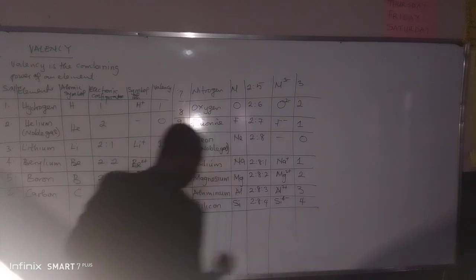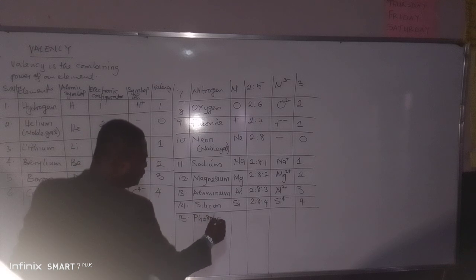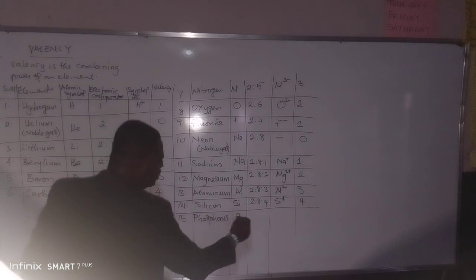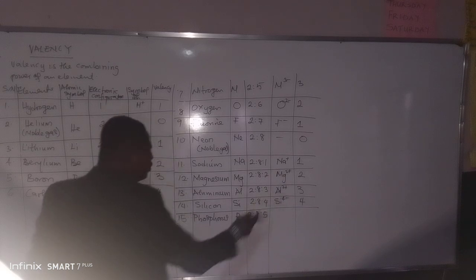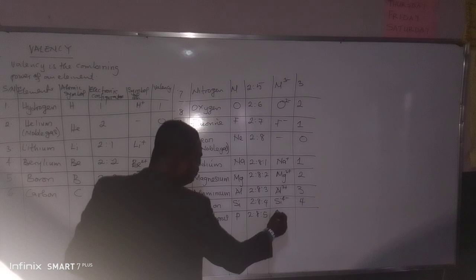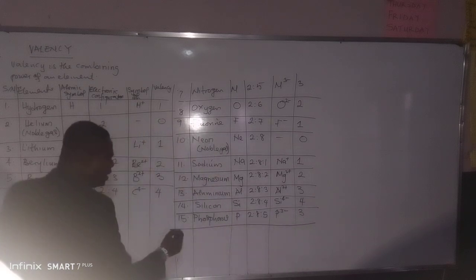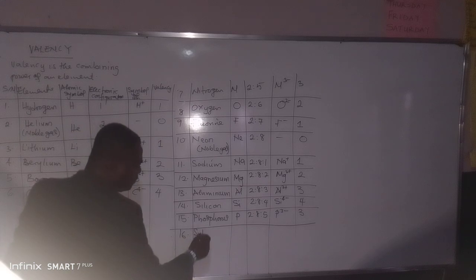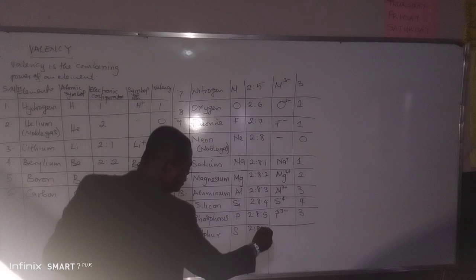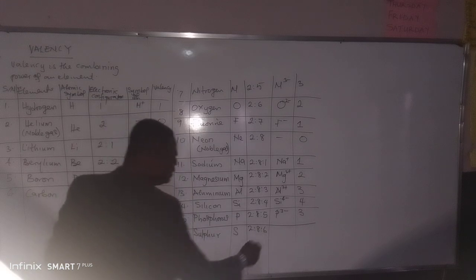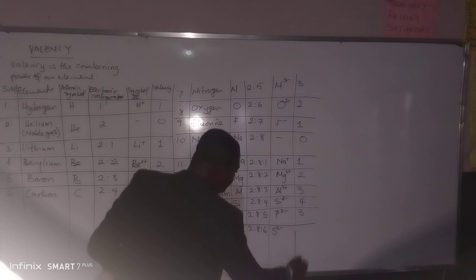Then the next one is phosphorus. Phosphorus, P. Configuration is 2, 8, 5. And this 5 cannot be lost, but it borrows 3 to add to this 5 to form P3-, and the valency is 3. So then the next one is 16, that's sulfur, S. Configuration is 2, 8, 6. So borrowing 2 to add to this 6 gives it S2-, that's sulfide ion, and the valency is 2.